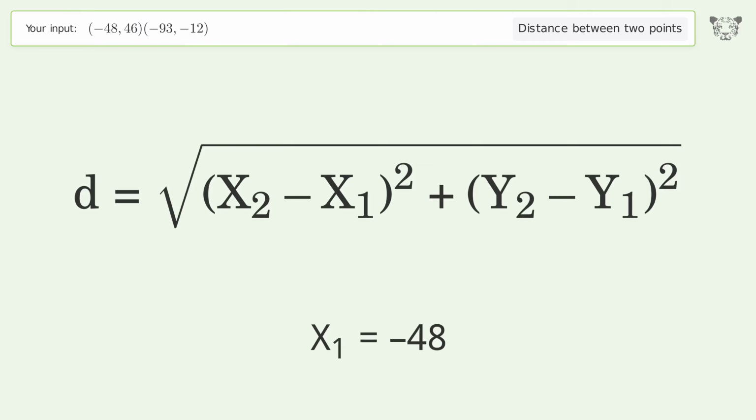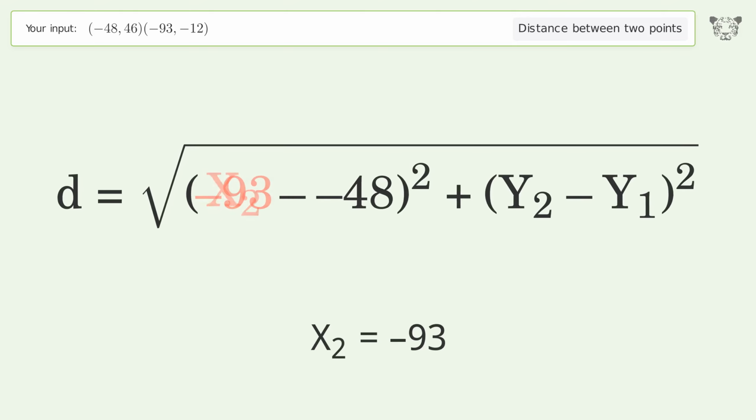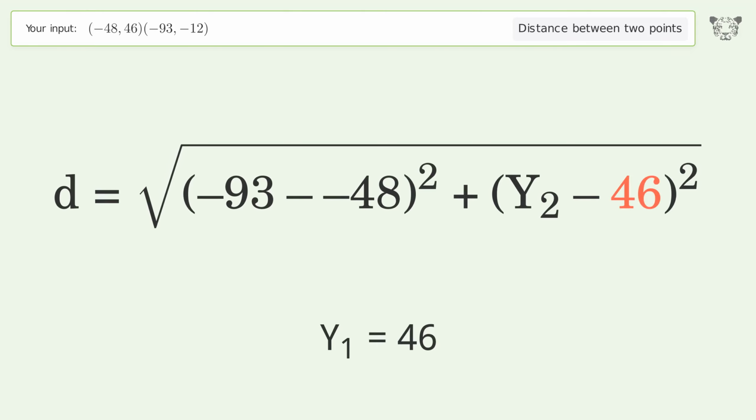x1 equals -48. x2 equals -93. y1 equals 46. y2 equals -12.